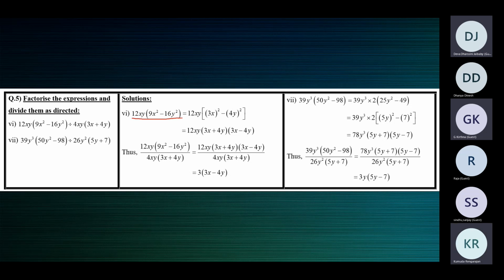Both 9x square and 16y square are perfect squares. So you can write them as 3x the whole square and 4y the whole square. Write 12xy as it is. Now a plus b into a minus b. So 12xy, a plus b, 3x plus 4y, a minus b, 3x minus 4y. So we have factorized the numerator. Now write the question.